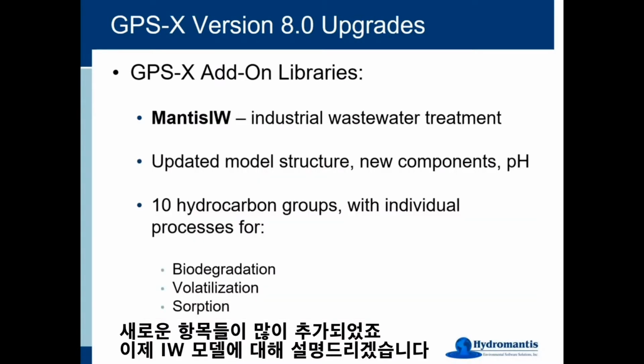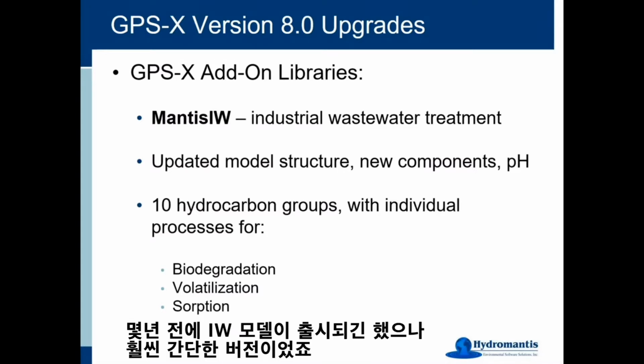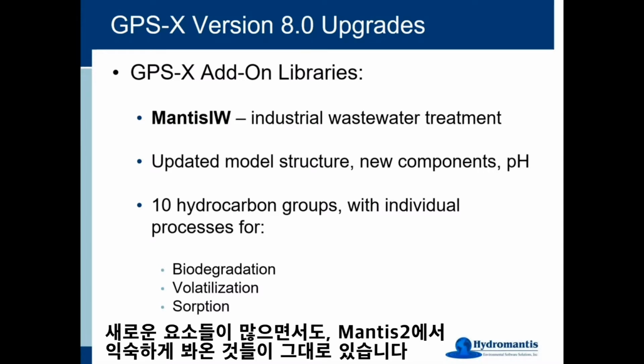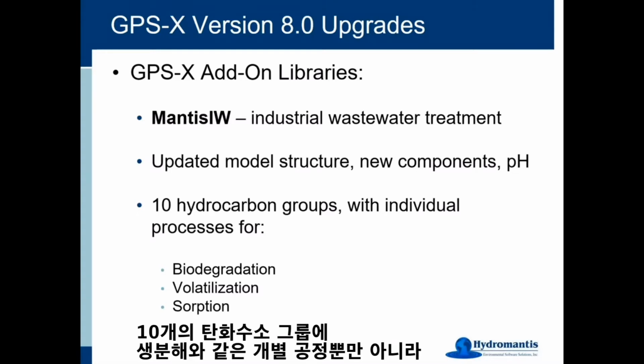Our Mantis IW is an industrial wastewater treatment model. We used to have another model, and we published it actually quite a number of years ago, called Mantis IW, that was a much simpler version of what we've implemented now. So this new model actually takes the Mantis 2 structure and expands it for industrial wastewater components. So there are a large number of new components, but it still has all of the stuff that you would normally be used to seeing in the Mantis 2 model, like the gas transfer and precipitation and pH models and so on. And we've supplemented that with 10 different types of hydrocarbon groups.